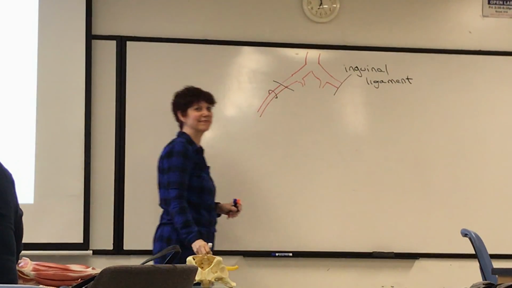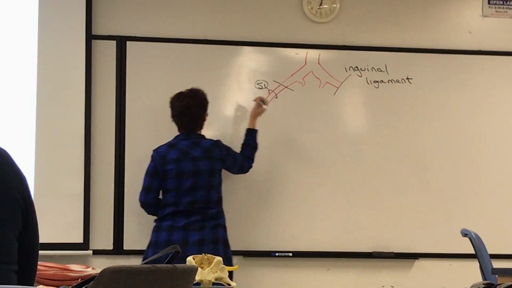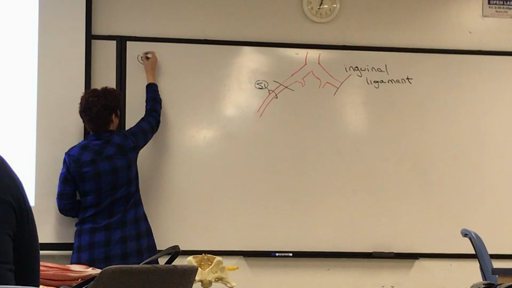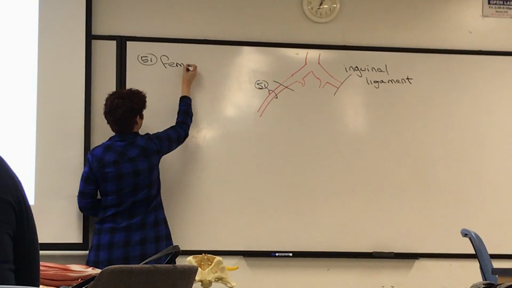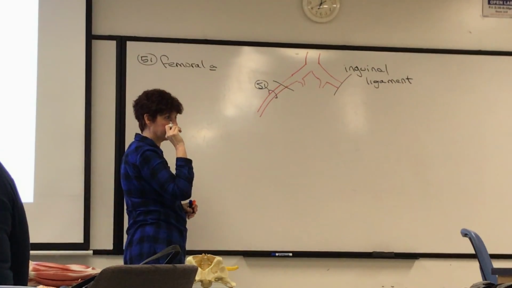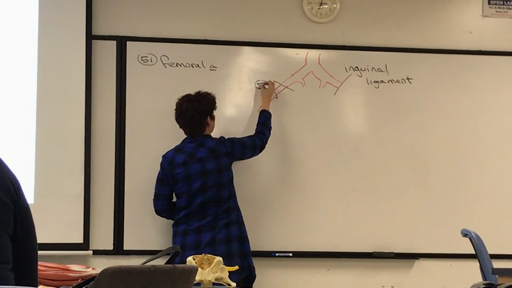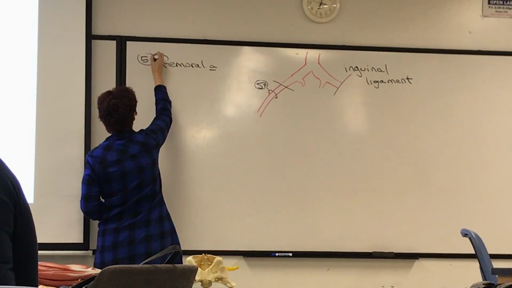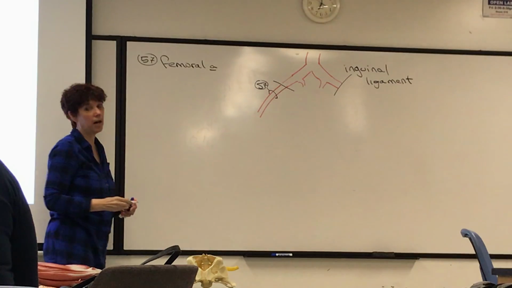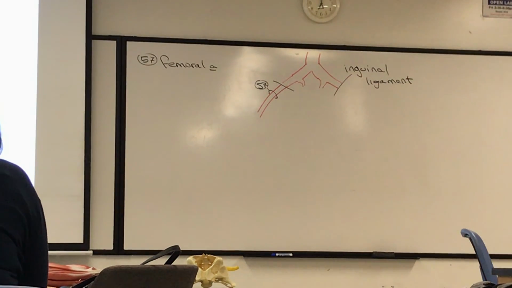Inguinal ligament. Good. Okay. So 51 will be femoral artery or femoral, depending on how you want to pronounce it. The femoral arteries supply the medial thigh and posterior thigh, because we have 3 compartments in the leg and only one major vessel passing through that.